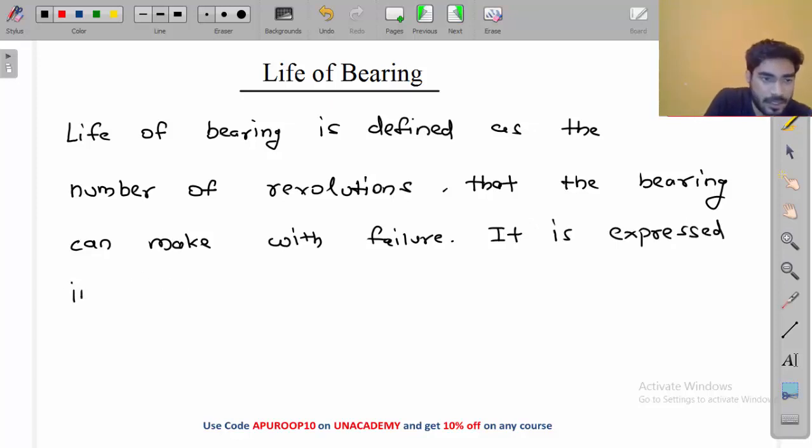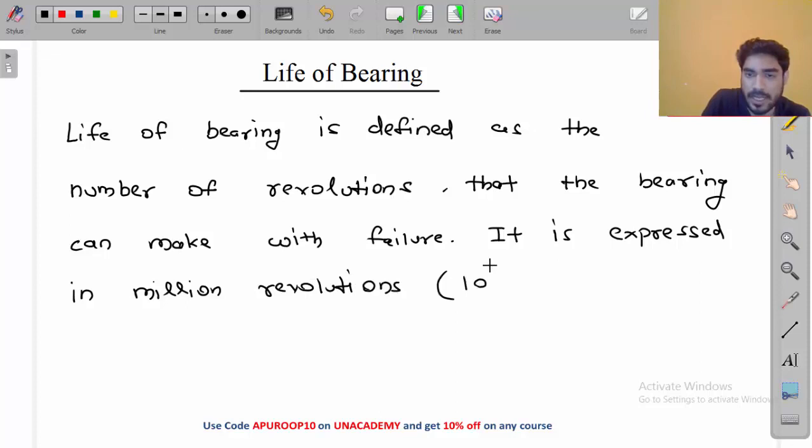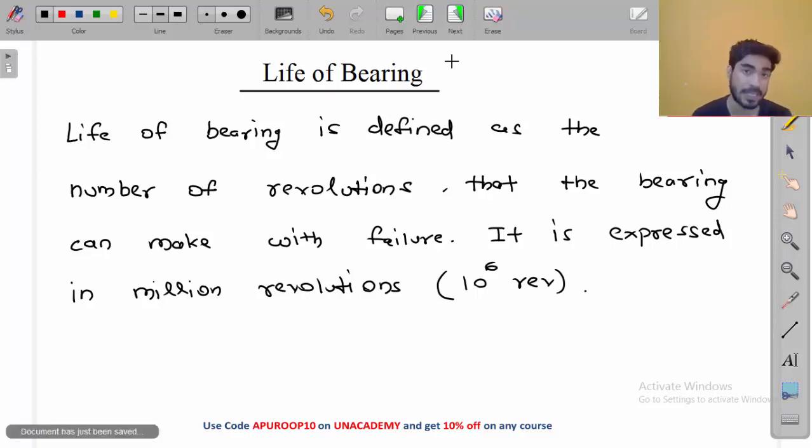It is expressed in million revolutions. What is million revolutions, my friend? 10 to the power 6 revolutions. So how is the life of bearing expressed? 100 million, 200 million, 300 million. Let's say I am telling you that the life of bearing is 50 million revolutions. It means it will rotate 50 into 10 to the power 6 times before failure.